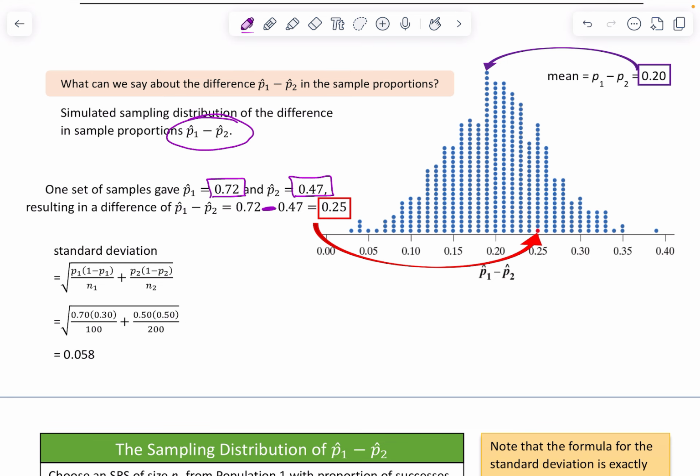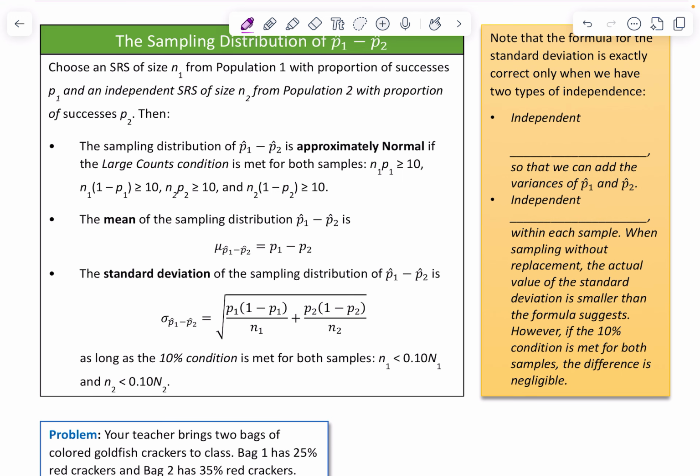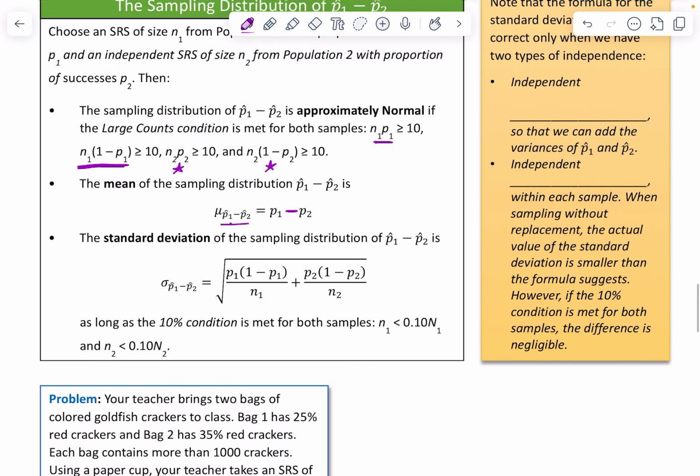Okay, so to recap, we're going to check that everything is approximately normal. So we're going to have n times p for the first group and n times the complement for the first group. We're also going to have n times p for the second group. That's why there's a 2, and n times p and the complement of p for the second group. So we're doing large counts for both. Like I said, the mean, you're just doing exactly what you think you're doing, so you're subtracting the 2. We are doing 10% for both.